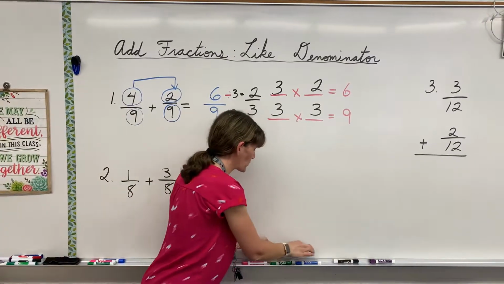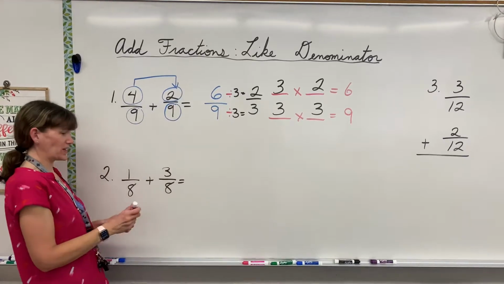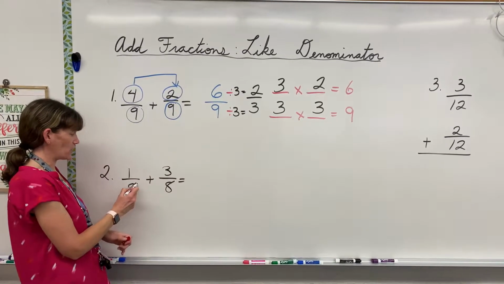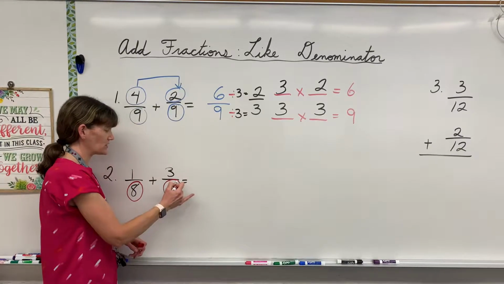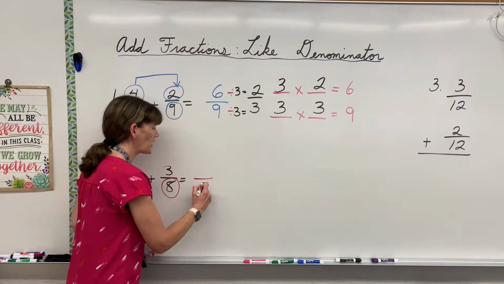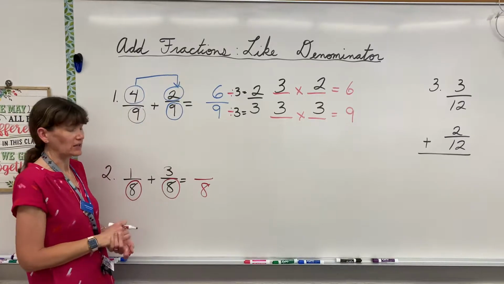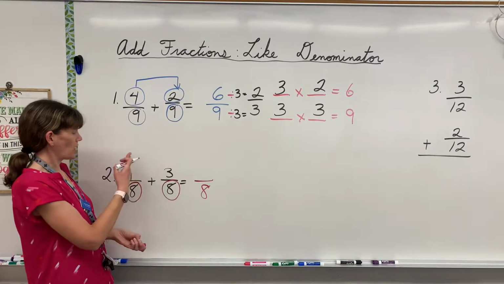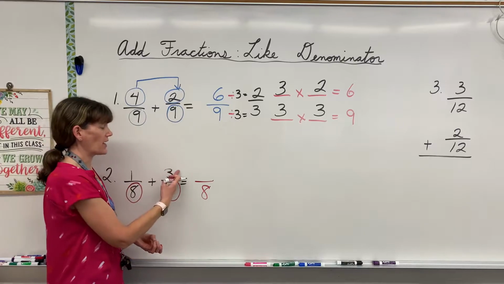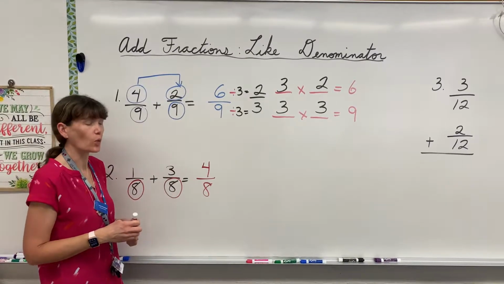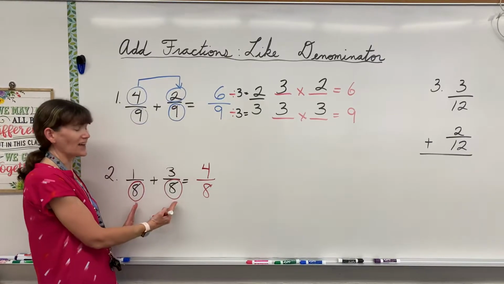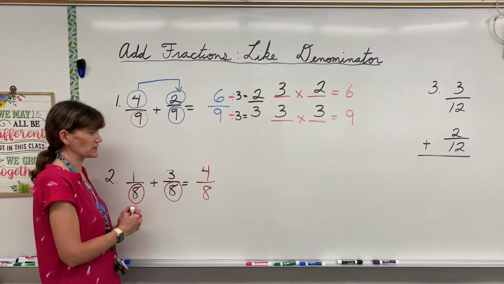All right, looking at number 2 then. So I'm looking at 8ths. If I have it divided into 8 pieces here, and I have it divided into 8 pieces here, then I still have a total of 8 pieces. That doesn't change. I have 1 here, I have 3 here, so that gives me a total of 4. So 4/8. Again, I did not change the number of pieces.